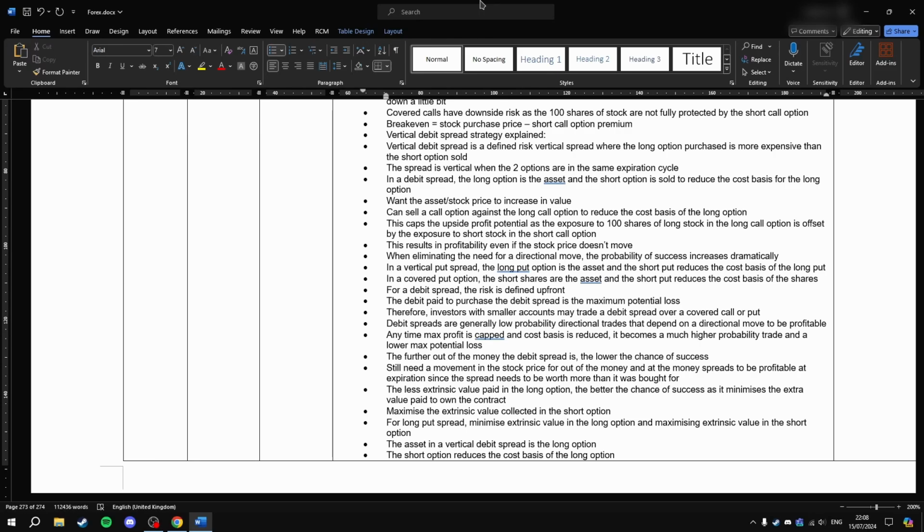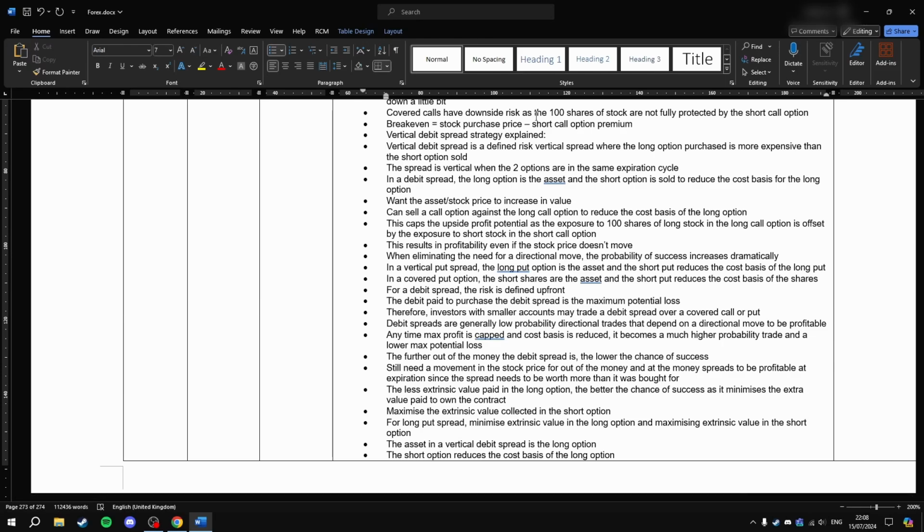So we aim for the asset or stock price to increase in value, so we can sell a call option against the long call option to reduce the cost basis of the long option. This caps the upside profit potential as the exposure to 100 shares of long stock in a long call option is offset by the exposure to the short stock in a short call option. This results in profitability even if the stock price doesn't move. So when eliminating the need for a directional move, the probability of success increases dramatically.